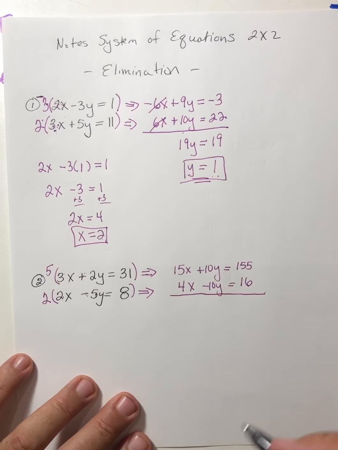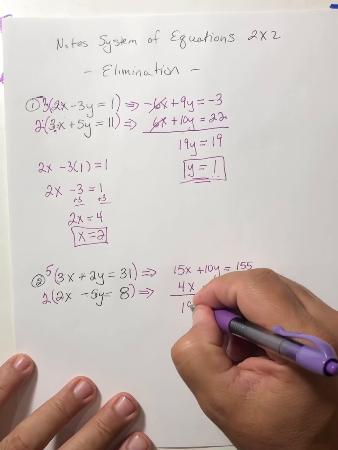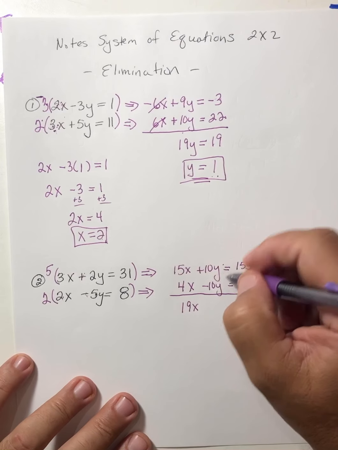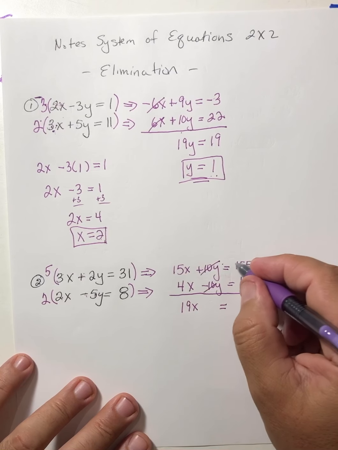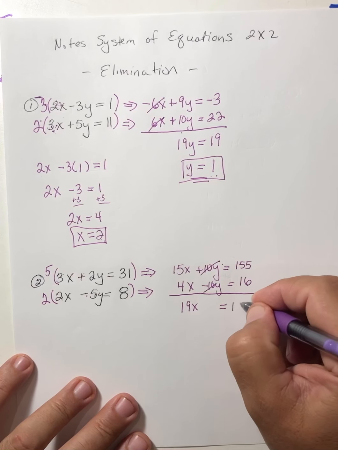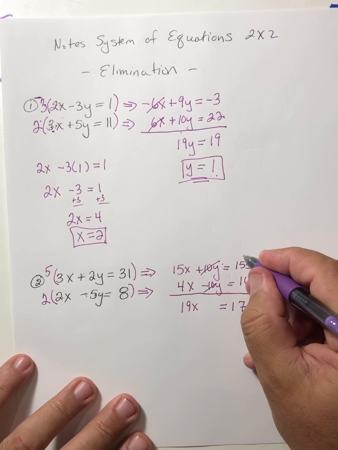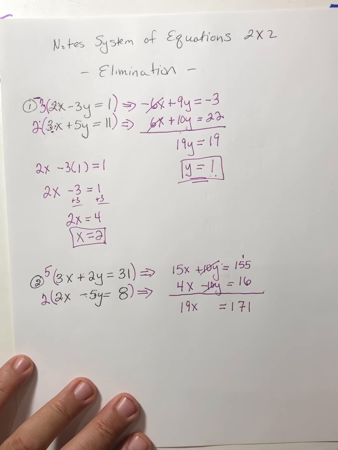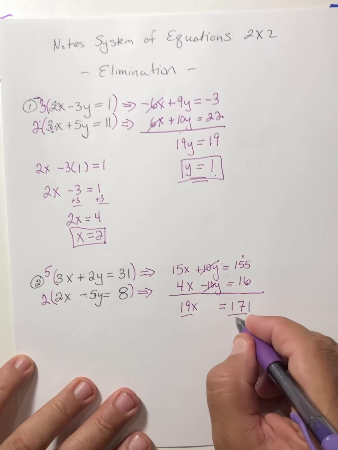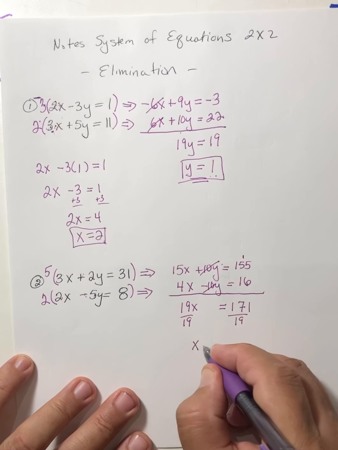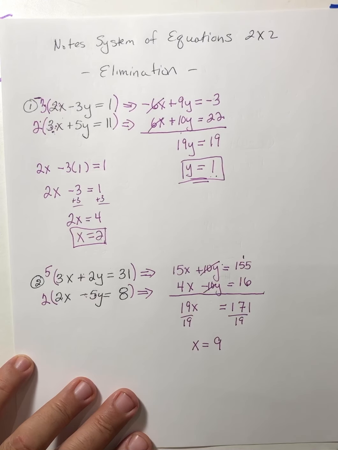Remember, elimination is done by addition. So now I'm adding. 15 and 4 is 19x. Positive 10, negative 10, woohoo, they cancel out. Equals, I add this up, 155 and 16 is 171, right? 6 and 5 is 11, carry the 1. Yeah, there you go, 171. Okay. And now I divide by 19. And that gives me 9. Type that into your calculator. 171 divided by 19 is 9.